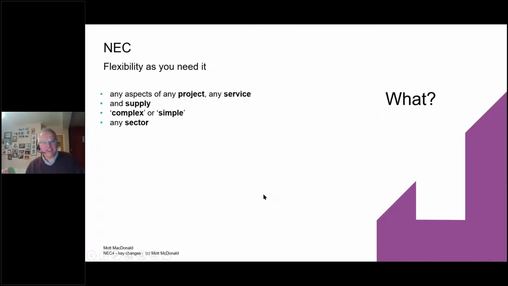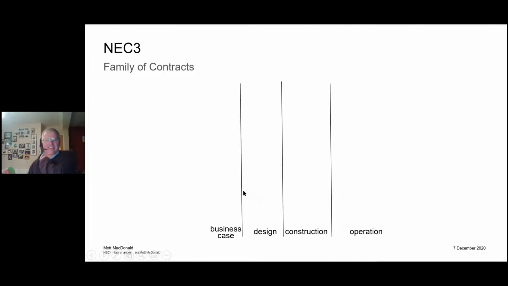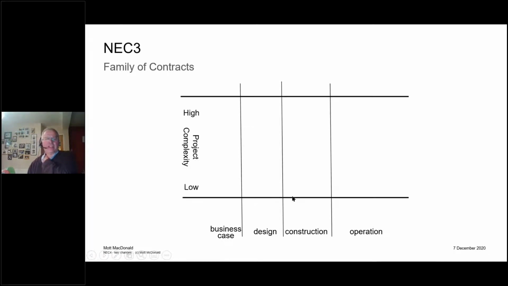Flexibility, we can do anything. Big jobs, little jobs, any project, any service, any sector. We can do it however we like in terms of different payment options, different contractors' design, level of design, pretty much any procurement strategy, and we can do it anywhere. NEC is super flexible.